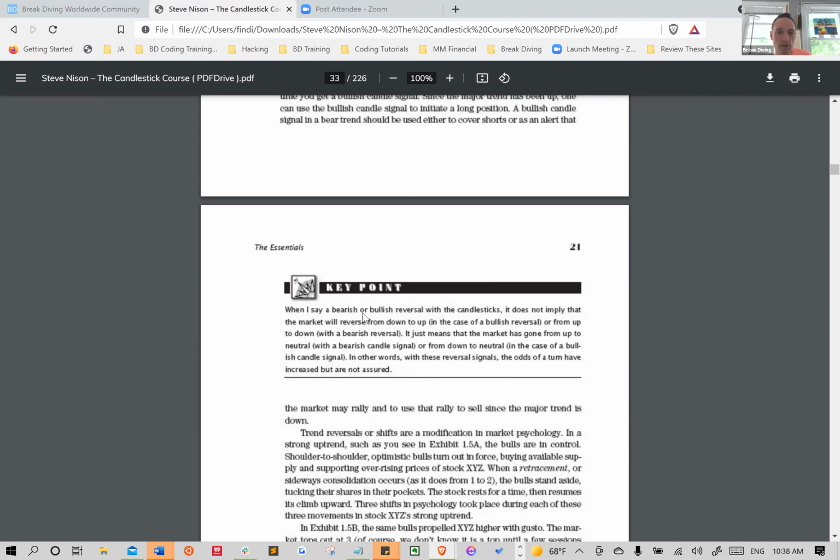Okay, key point. When I say bearish and bullish reversal, it does not imply the market will reverse. It just means the market has gone from up to neutral or from down to neutral. In other words, with these reversal signals, the odds of a turn have increased but are not assured. So that's why, just because it's going down and then there's a candle that ends white, that alone is not a signal that it's going to keep going up. You need at least 2 candles. Is that right?